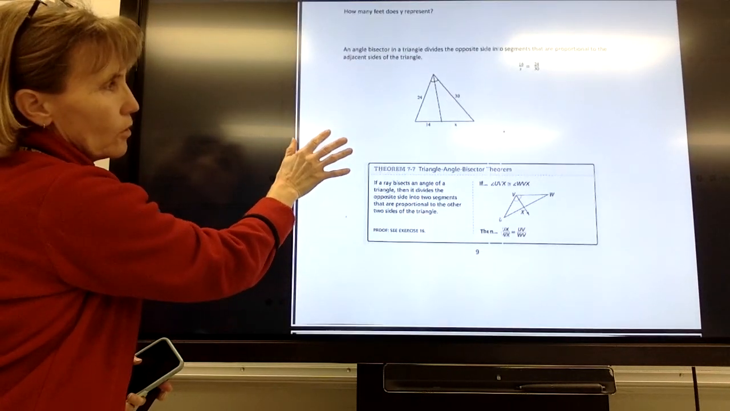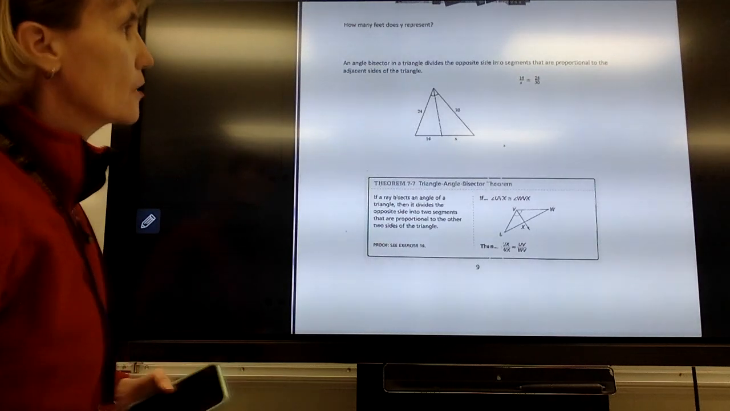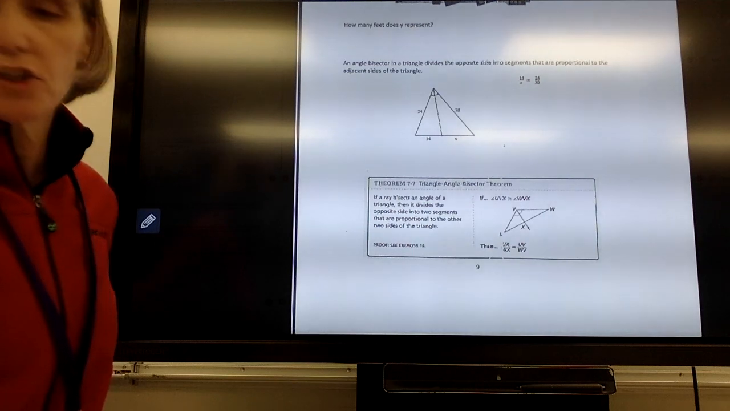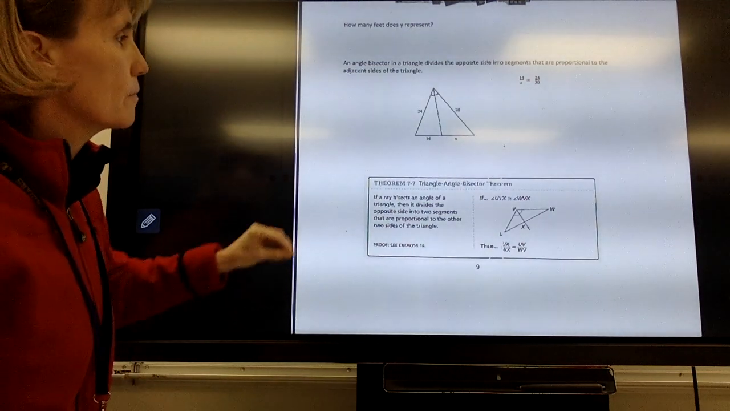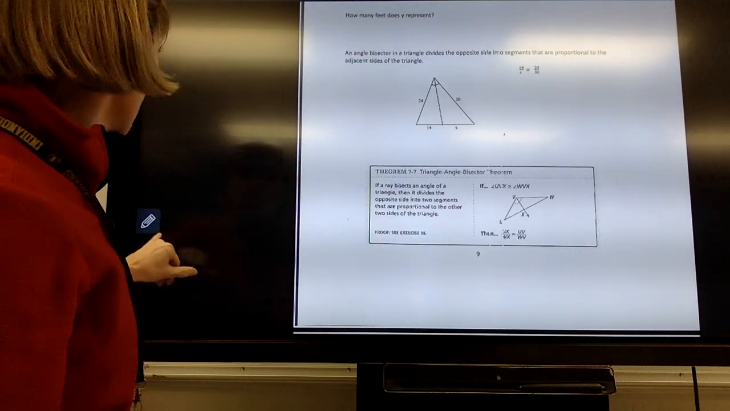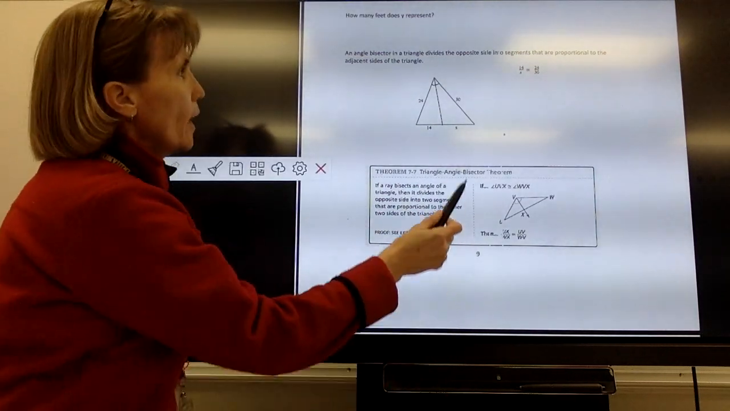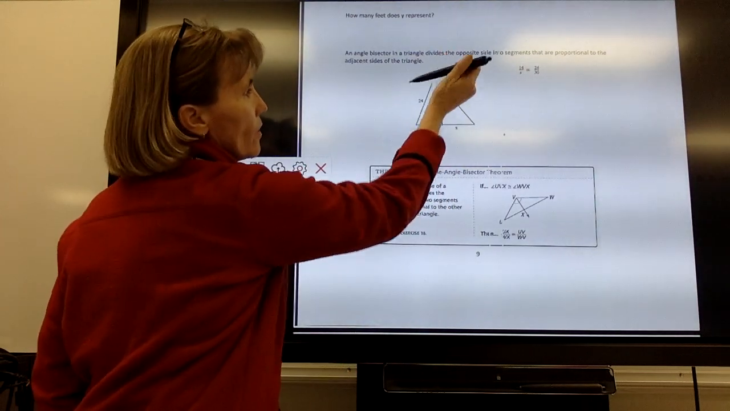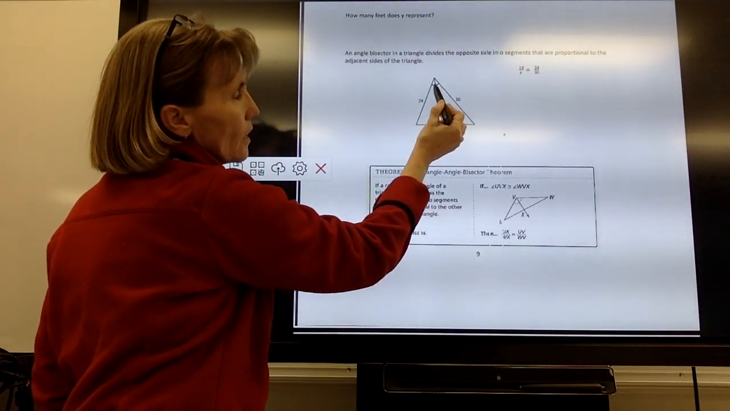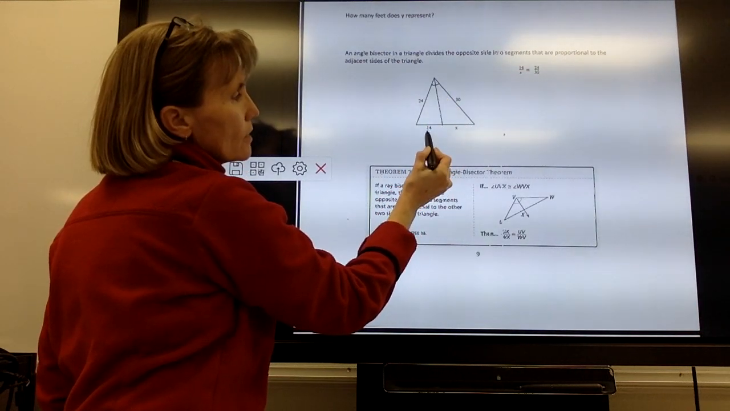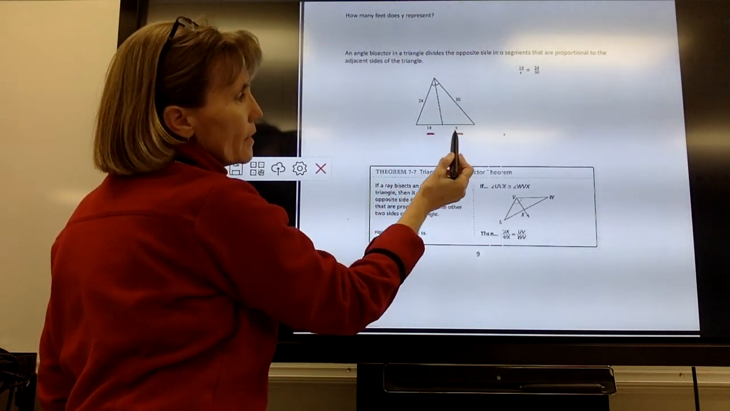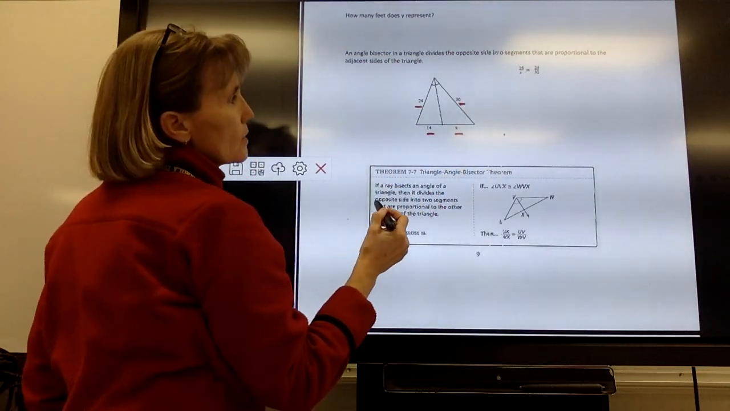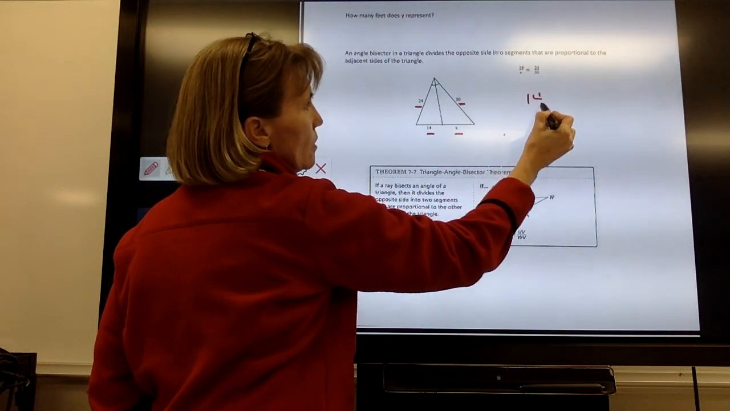Okay, and then the last thing I want to look at is it says an angle bisector in a triangle divides the opposite sides into segments that are proportional to the adjacent sides. Okay, this is on page 9 of your packet. So when I have an angle bisector, we've already talked about what an angle bisector is. Okay, when I've got a line coming out of that vertex and it's going to cut the angle in half, what they're saying is that how it divides the opposite side is in the same proportion as these sides of the triangle. So I can set this up and I can say 14 over x.